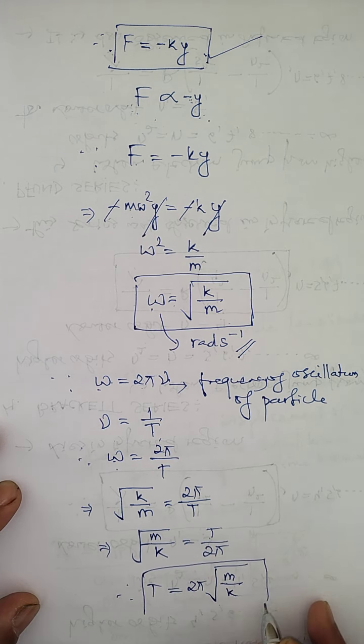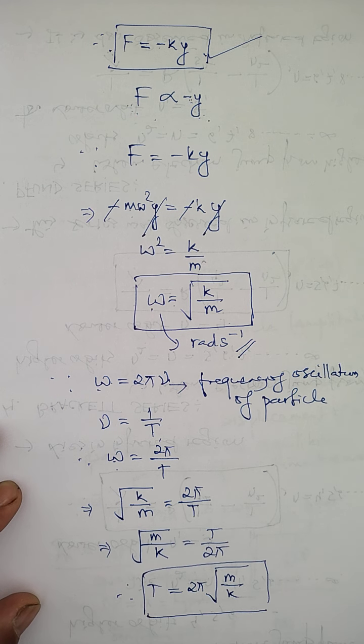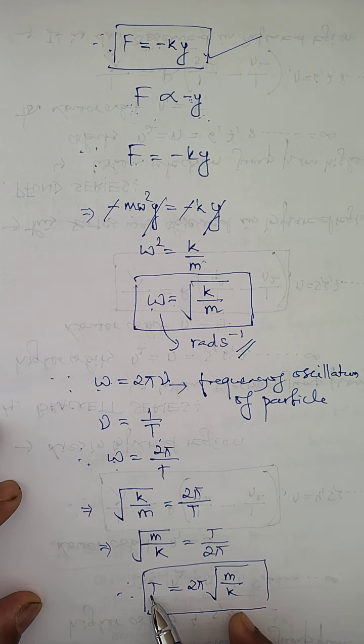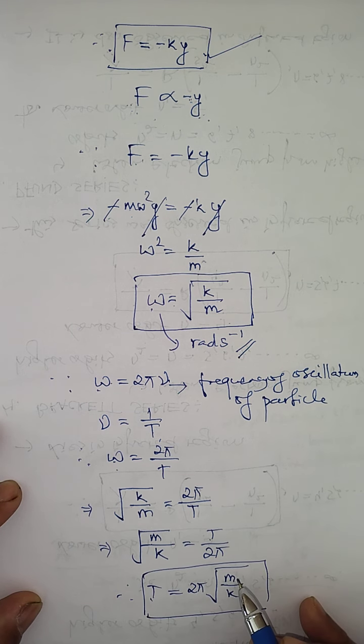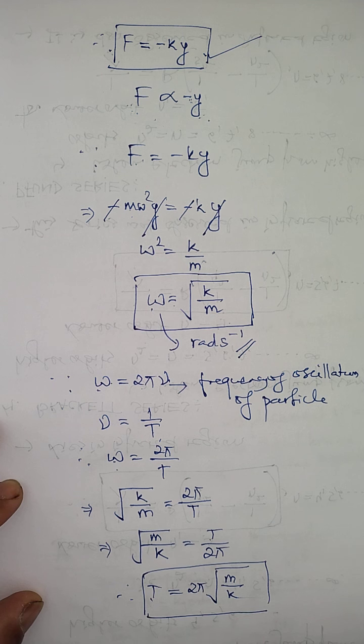So, look at the relation, children, that measures the time period of the particle. Time period in simple harmonic motion. So, the time period in simple harmonic motion is given by T equals 2 pi square root of m by k, where m is the mass of the particle and k is the force or spring constant. So, this relation measures the time period in what? Simple harmonic motion.